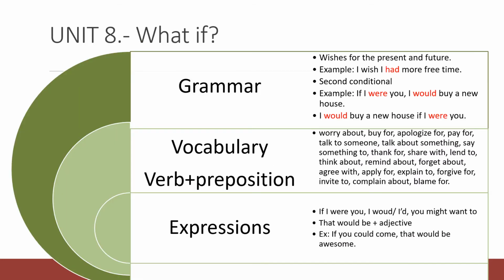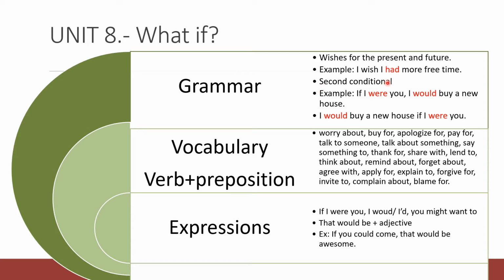Unit number 8, what if? In grammar, in this unit, we work with wishes for the present and future. And here, what you need to remember is that after wish, we need to use the simple past. Example, I wish I had more free time. If we have the third person, something like she wishes she had more free time. So in the first part of the sentence, you're going to conjugate the verb in the present tense, and then after which you need to have simple past.